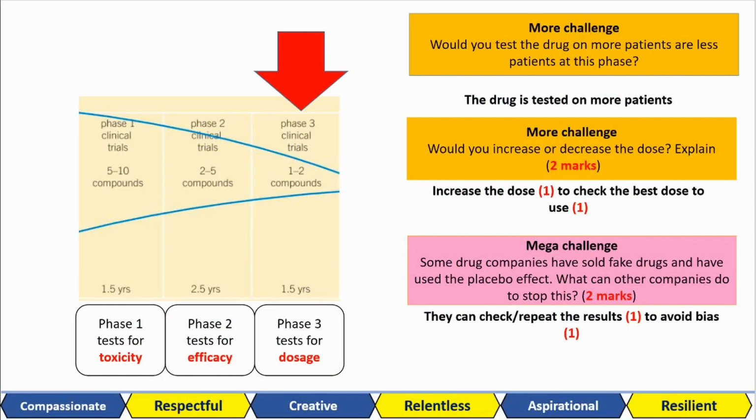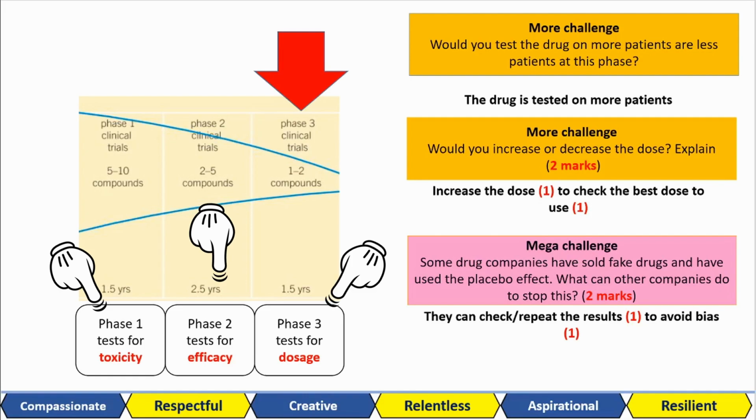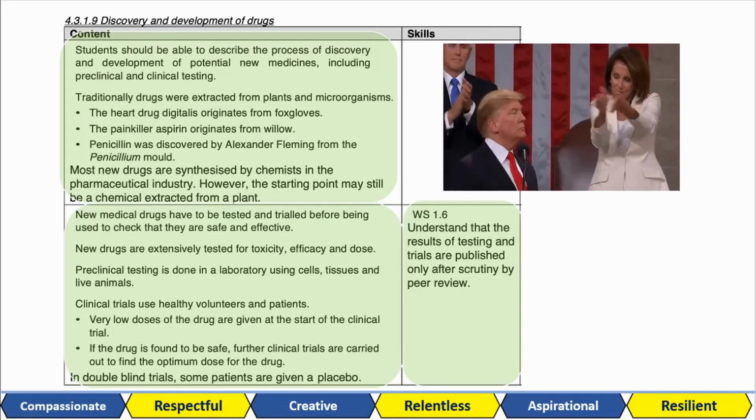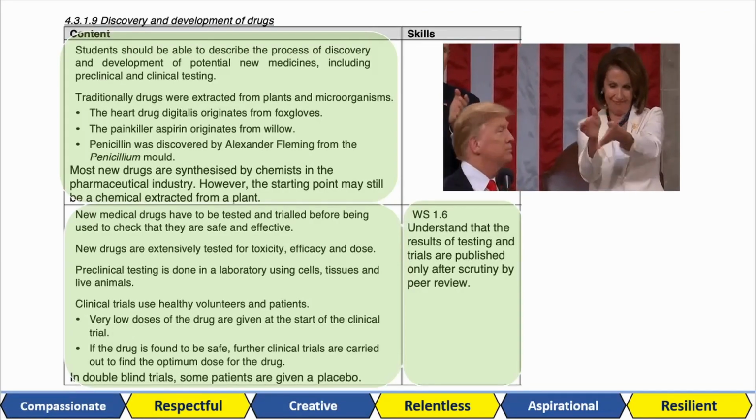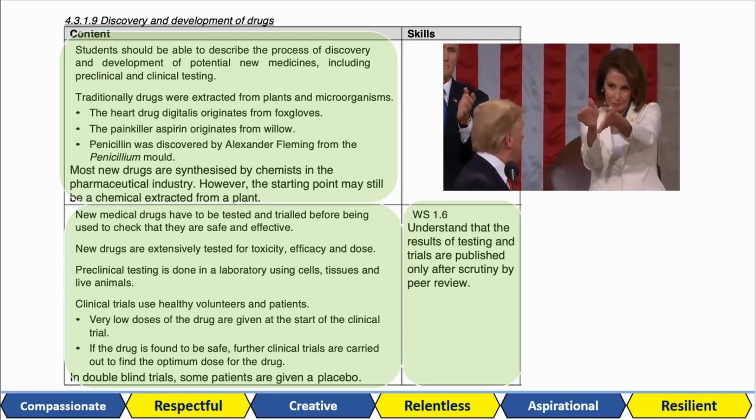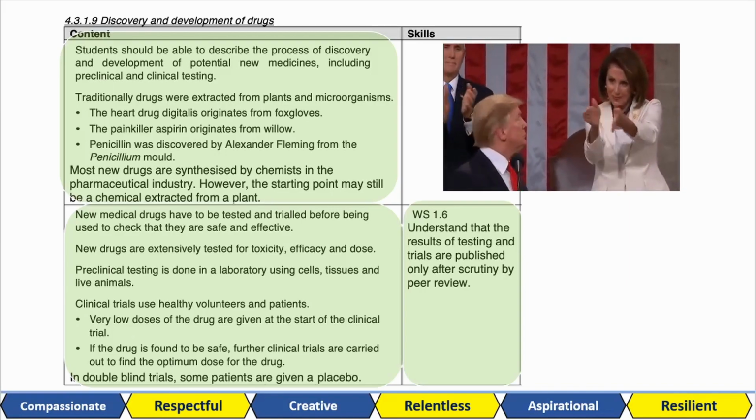Make sure you memorize the function of each phase. Phase 1 tests for toxicity, phase 2 tests for efficacy, and phase 3 tests for dosage. And there we go, lesson done. We looked at the origin of 3 different drugs, and we also looked at preclinical trials and clinical trials.